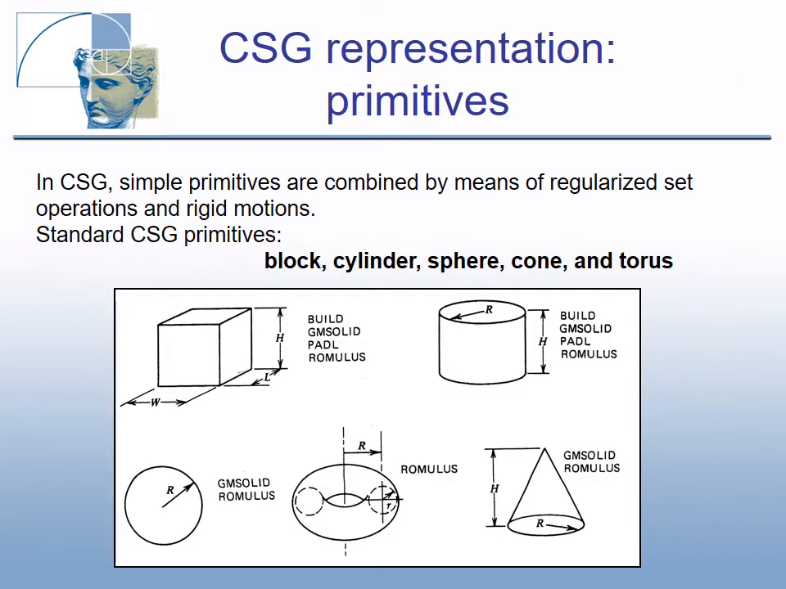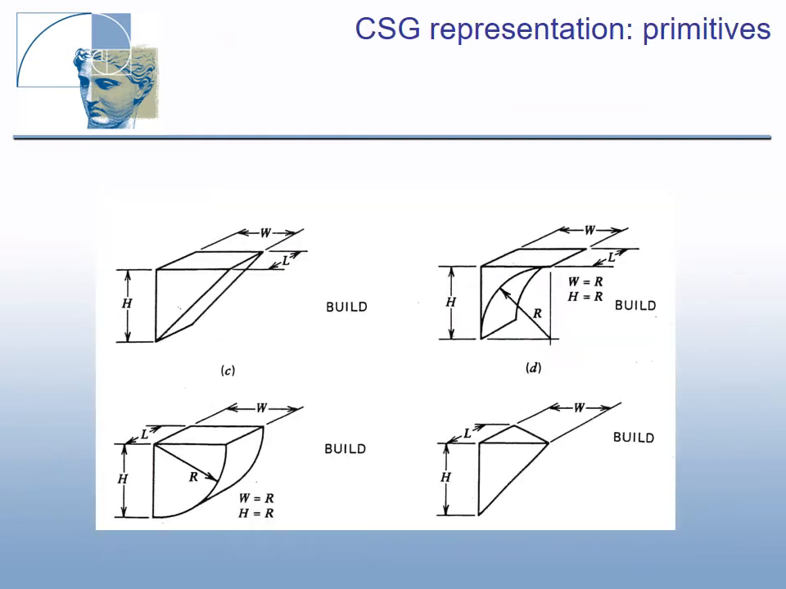In constructive solid geometry, simple primitives are combined by means of regularized set operations and rigid motions. Standard CSG primitives are block, cylinder, sphere, cone, and torus. These are other and more rare CSG primitives: prism, upper left; tetrahedron, lower right; fillet, upper right; wedges, lower left and upper right.